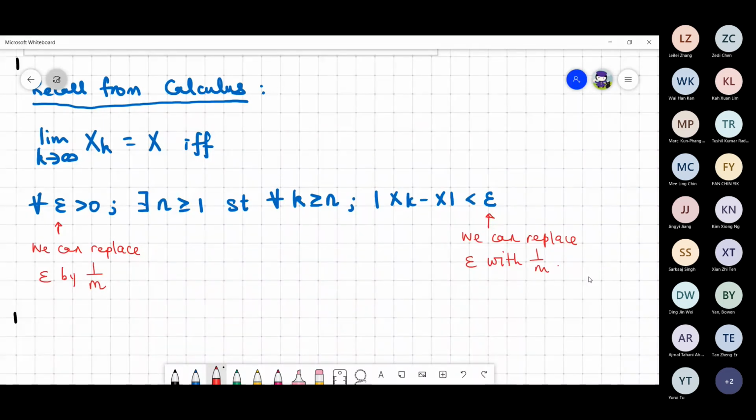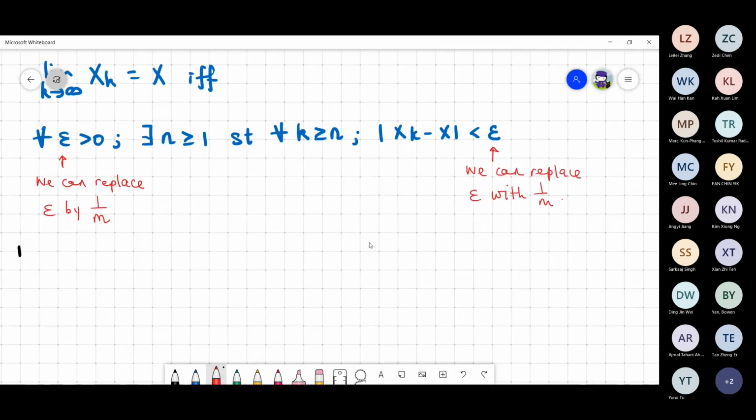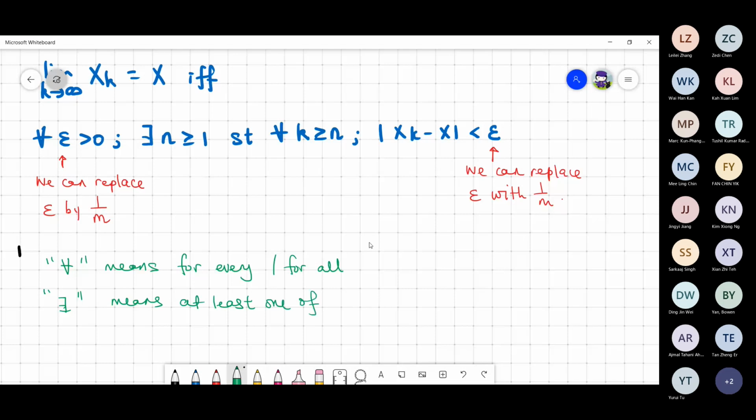Again, some of you might have forgotten the meaning of the symbols, so just to let you know: this symbol means for every, or to stand for all of them. Another symbol, this symbol, means at least one of them. So that's the meaning of these.